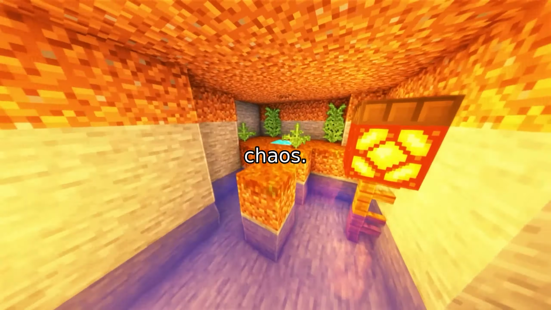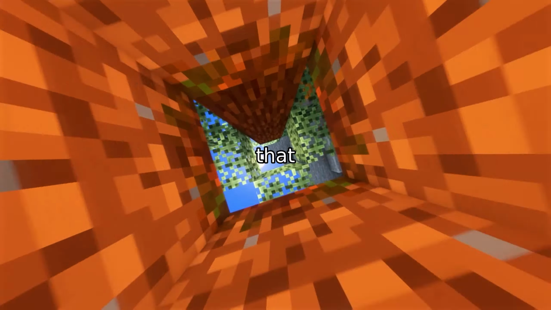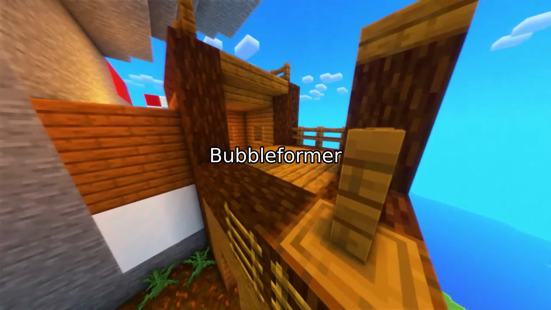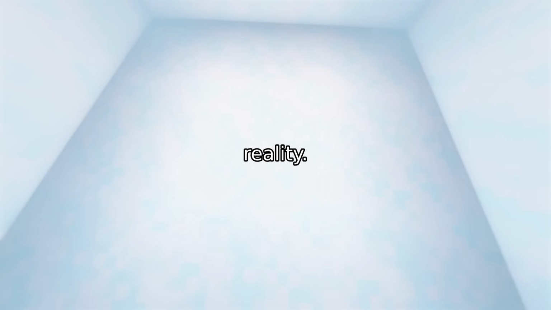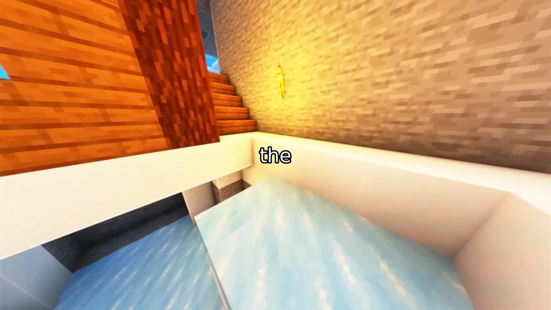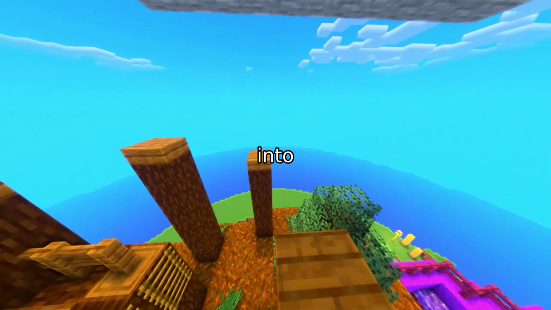This isn't just about faster computers. It's about understanding chaos. Imagine cooling systems that adapt in real time, or spacecraft that manage heat without relying on gravity. Bubbleformer could make these ideas a reality. And as the researchers say, it's not just about speed. It's about decoding the invisible rules that govern how liquids turn into vapor.